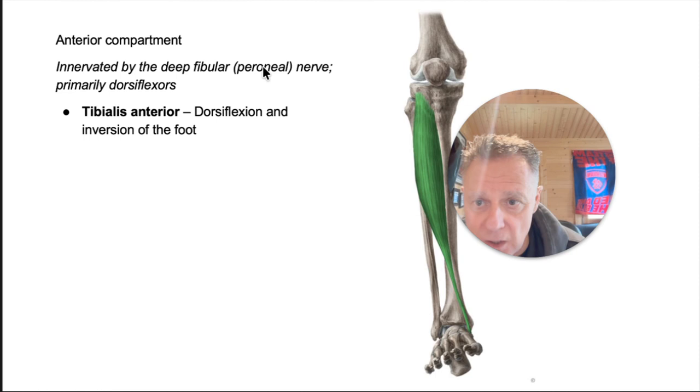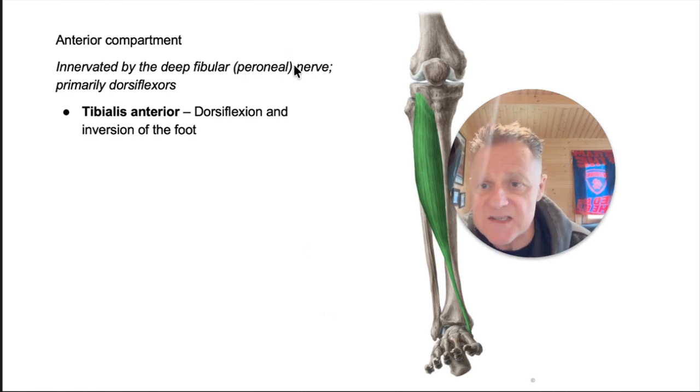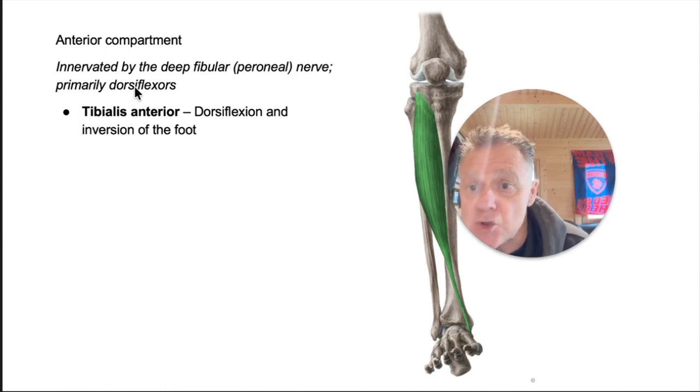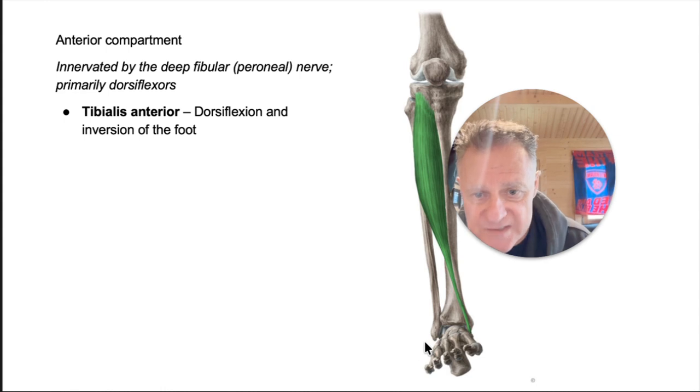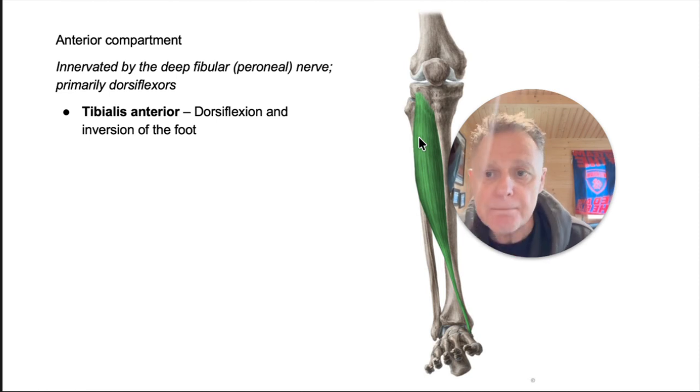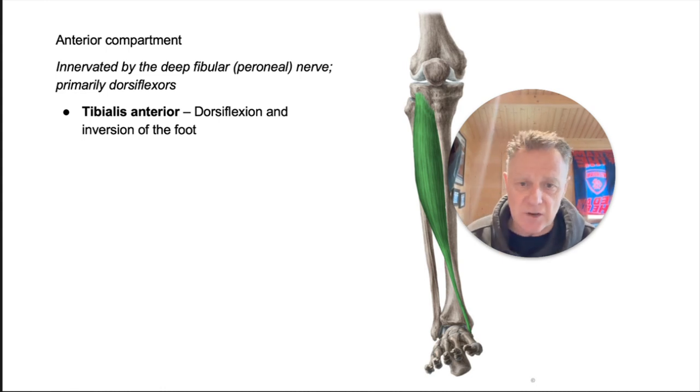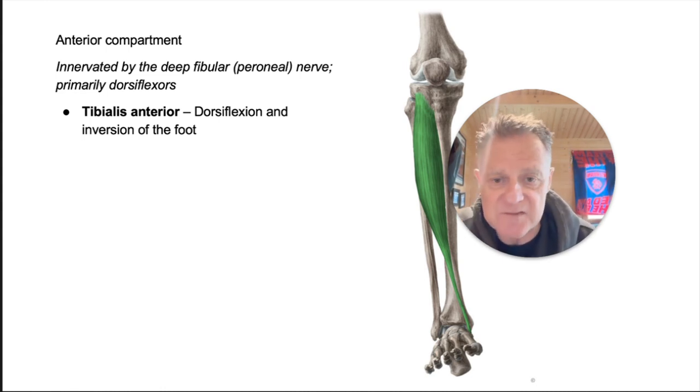So we'll start, remember, it's the deep fibular nerve that innervates the anterior compartment. They are primarily dorsiflexors. Now, dorsiflexor is a reference to the ankle and the movement of the foot in relation to the tibia. If the foot approximates the tibia, we refer to it as dorsiflexion. If the foot moves away from the tibia, we refer to it as plantar flexion. So most of these anterior compartment muscles are in fact dorsiflexors, but many of them have secondary functions.